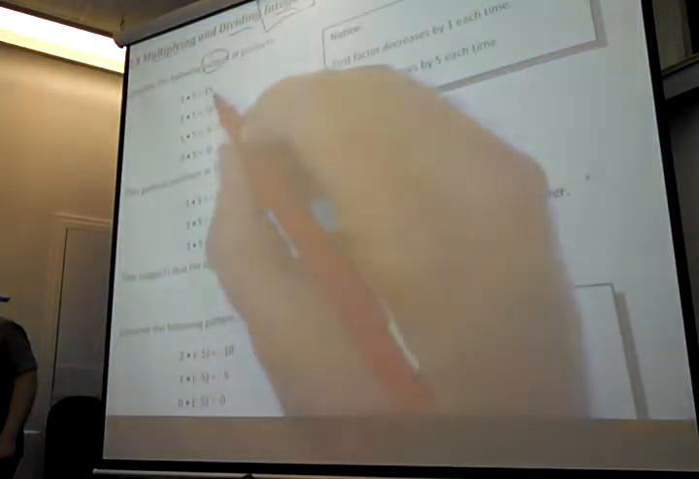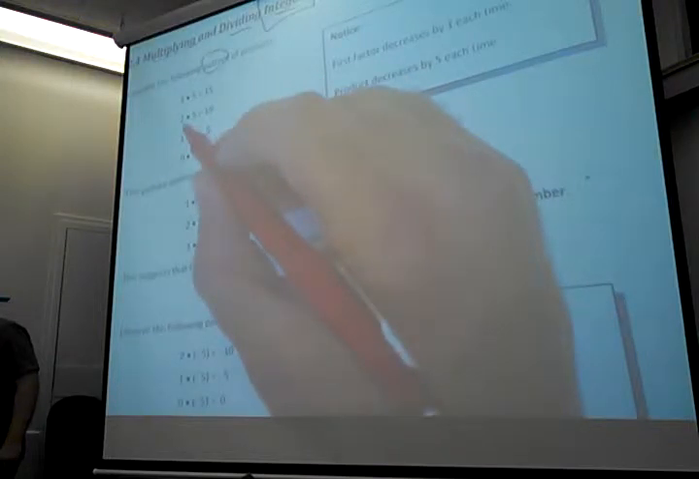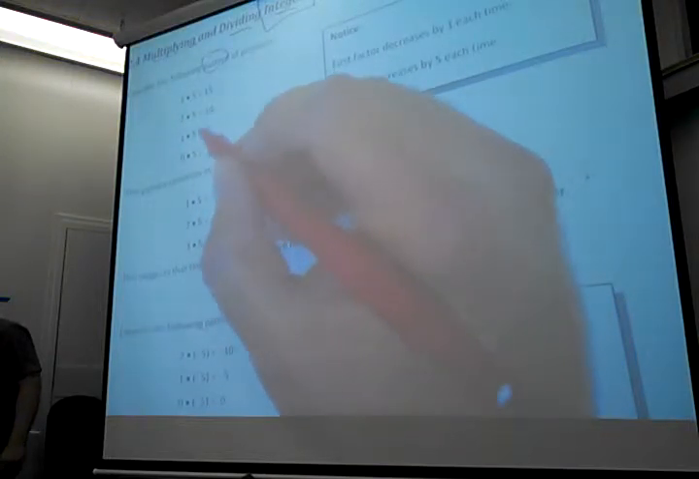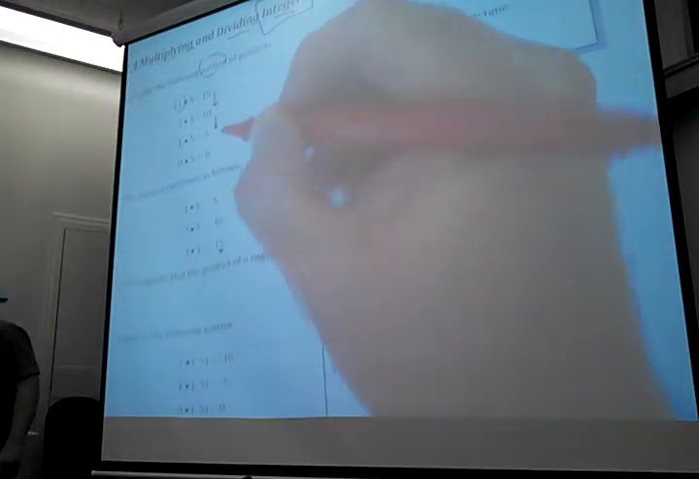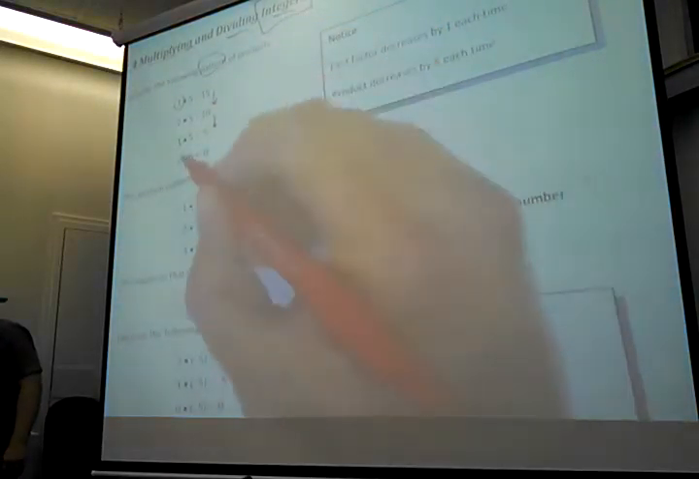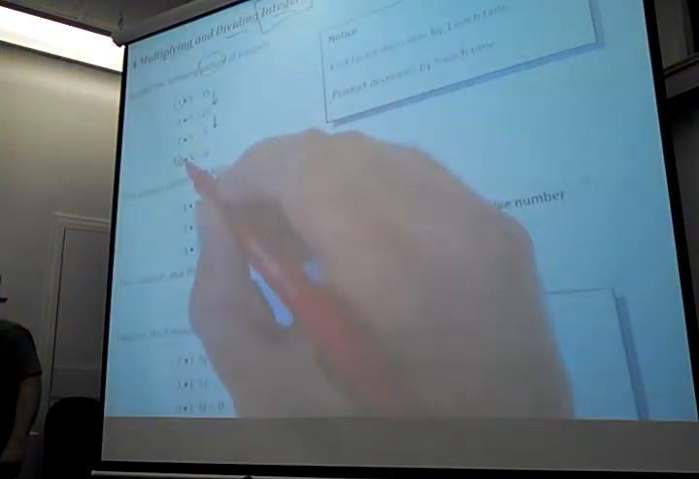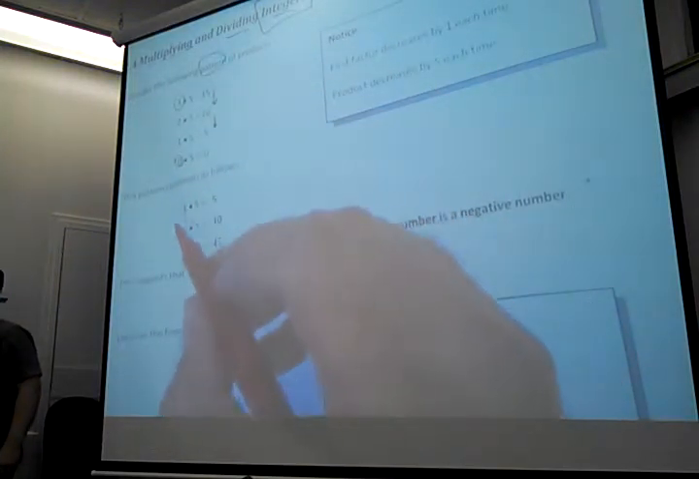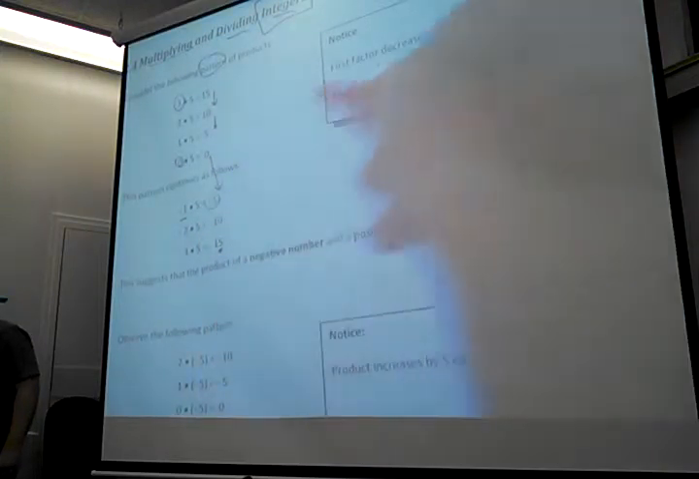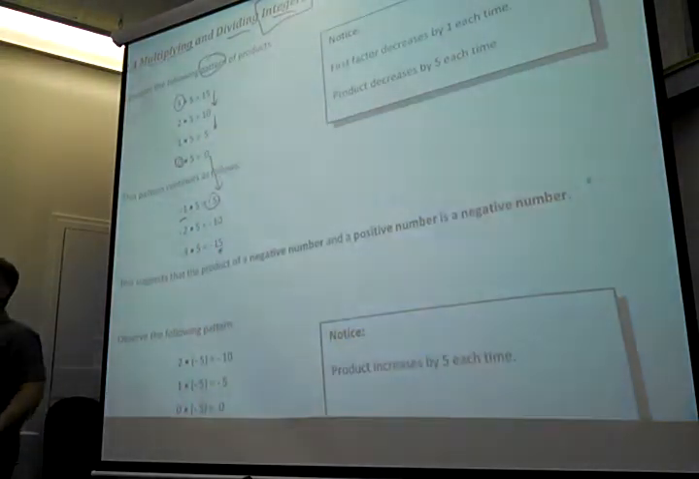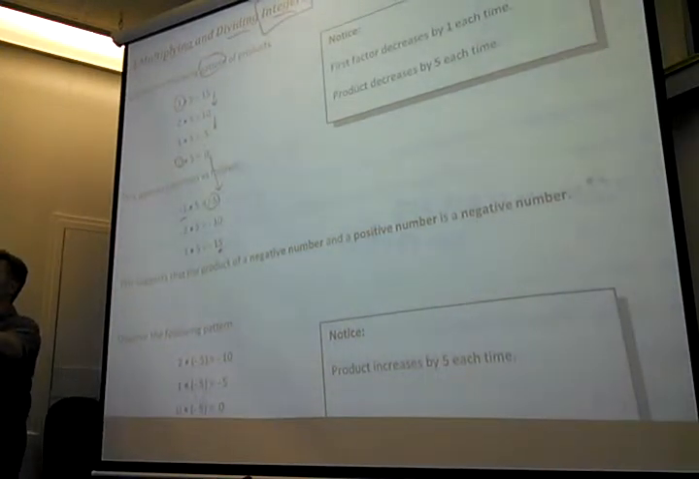So 3 times 5 is 15. 2 fives are 10. 1 five is 5. And so every time I decrease my number of fives, the result goes down by 5, right? So if I keep going, what's the next thing below 0? Yeah, so negative 1 times 5 should be 5 below 0. And this is how they explain why a negative times a positive should come out negative.